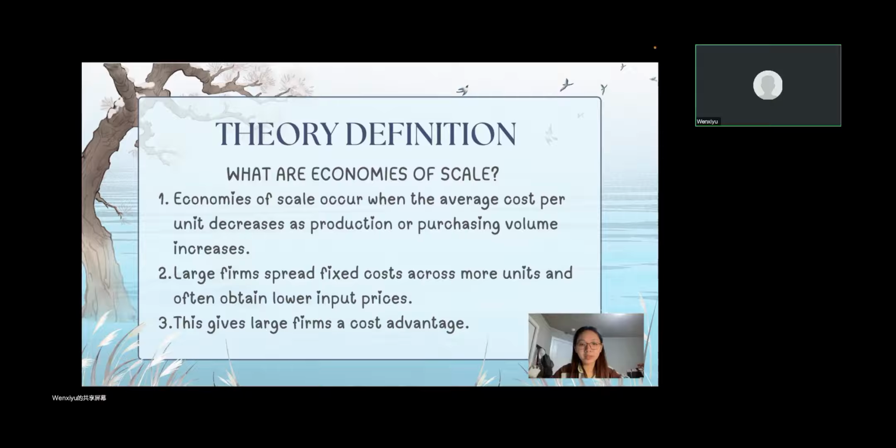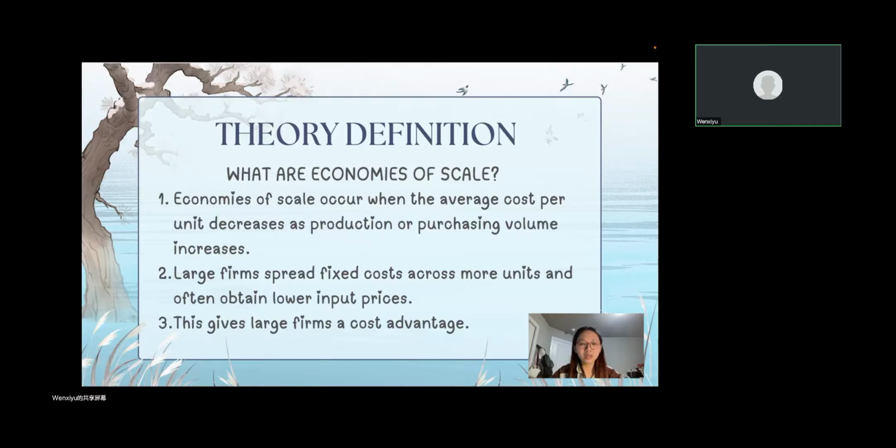First, companies can spread fixed costs across more units. Fixed costs include things like warehouse rent, equipment, and administrative expenses. These costs do not change in the short run. So when output increases, those costs are divided across more products.